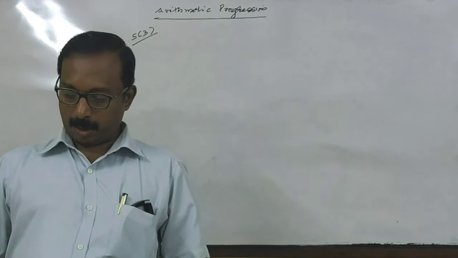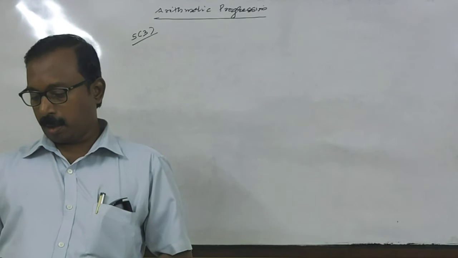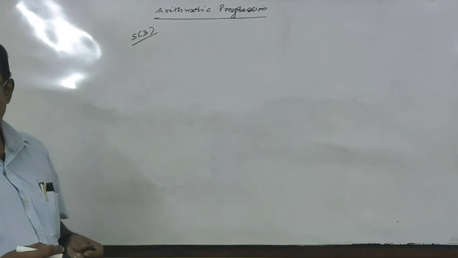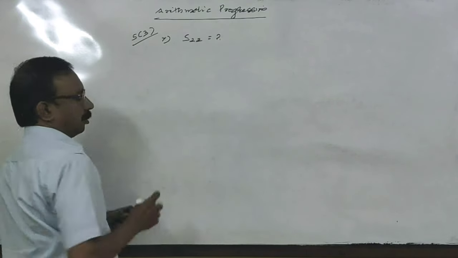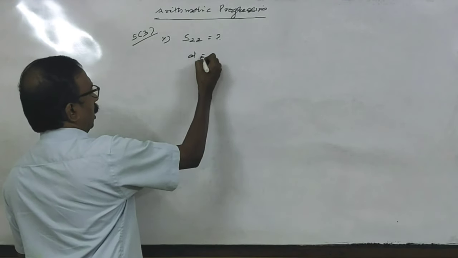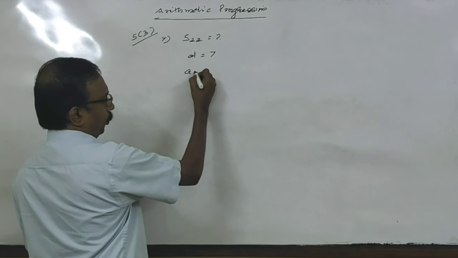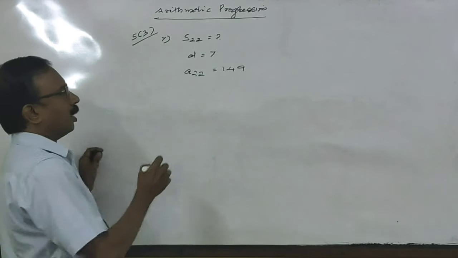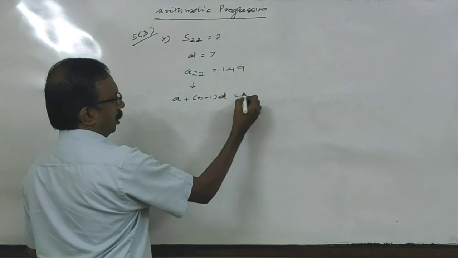Now, question 7. Find the sum of the first 22 terms of an AP in which d is equal to 7 and the 22nd term is 149. We have to find the sum of the first 22 terms. Given that d is equal to 7. We know the 22nd term is a22, which is a plus n minus 1 into d is equal to 149.